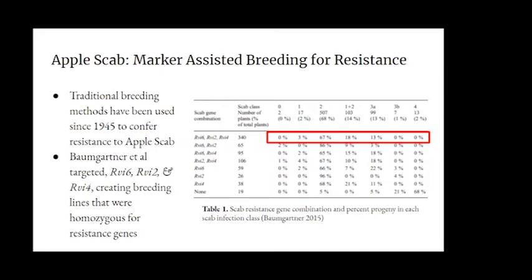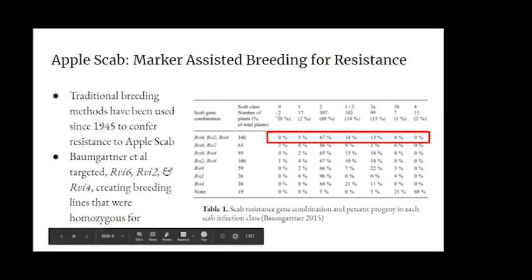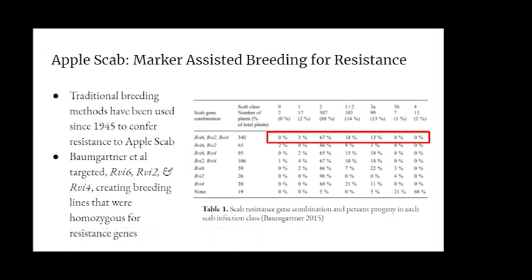But Baumgartner and his colleagues targeted Rvi6, 2, and 4, creating breeding lines that were homozygous for the resistance genes. The table on the right shows the results of this experiment, and it showed that all 3 genes, when combined, had greater resistance to apple scab. The columns represent the infection class from 0 to 4, with 0 being the least degree of infection and 4 being very severe infection. All 3 resistance genes combined had much lower rates of severe infection.